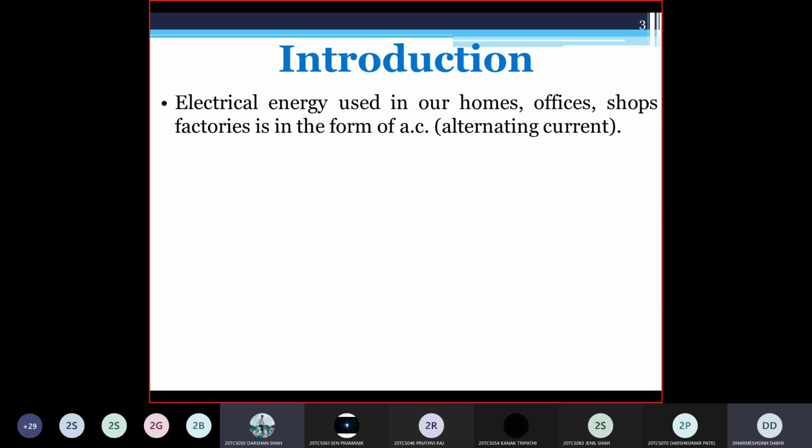Sir, AC is a surface current, so it will travel on the surface of the wire, whereas DC travels through the wire. How can you say that it travels on the surface of the wire? AC can flow through the whole area of the wire. It does not flow only on the surface of the wire. No, it is not true.